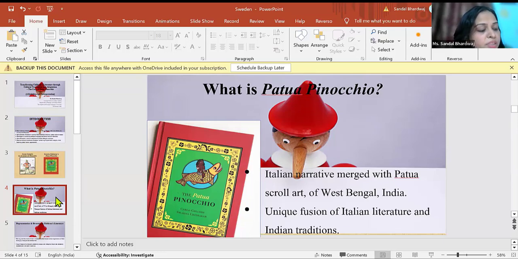This version reimagines the classic story through the traditional Indian folk art of Patua scrolls, which are used for storytelling through intricate, vibrant paintings. Patua Pinocchio is not just a textual translation, but a visual and cultural transformation, blending the Italian narrative with the Patua style, thereby enriching the story with new meanings and contexts. This adaptation offers readers a unique fusion of Italian literature and Indian visual traditions.